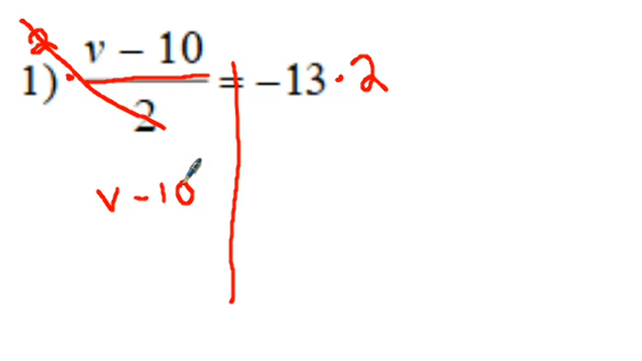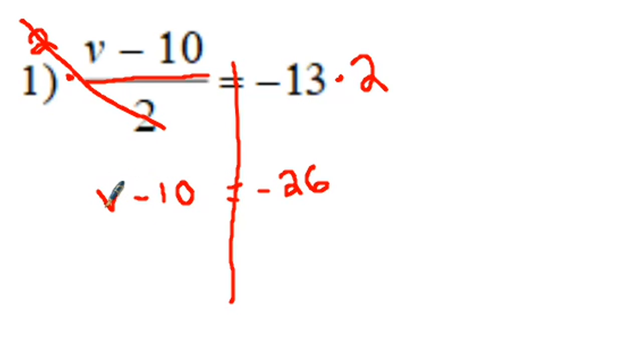Okay, so we have v minus 10 is equal to, and then I'm going to do the math over here of negative 13 times 2, which gives us negative 26. Okay, so this is a little different than the last lesson we did on solving two-step equations, because now we must multiply first before we can add or subtract. So again, like everything in math, this is the exception to the rule. All right, so once you have gotten rid of the fraction, now you've created a one-step equation for yourself.